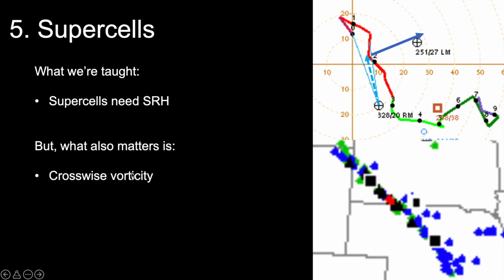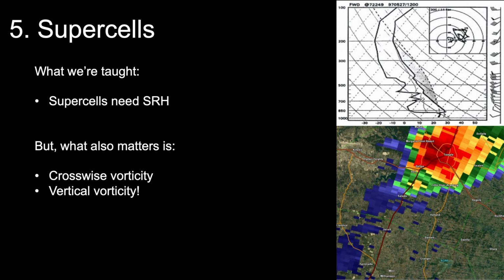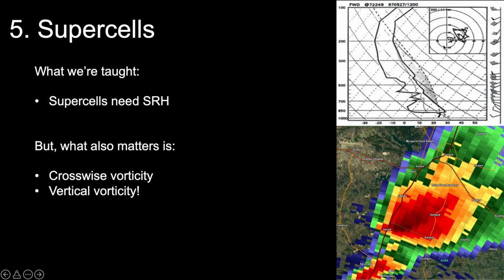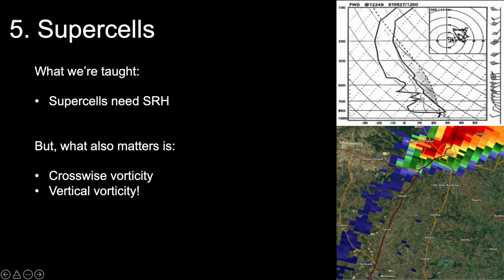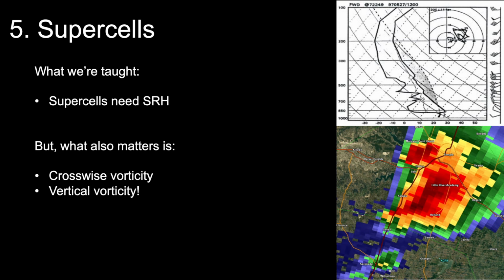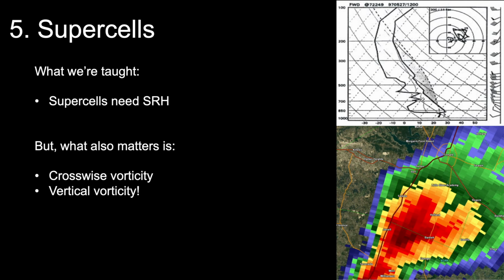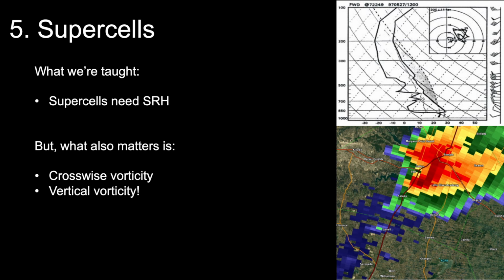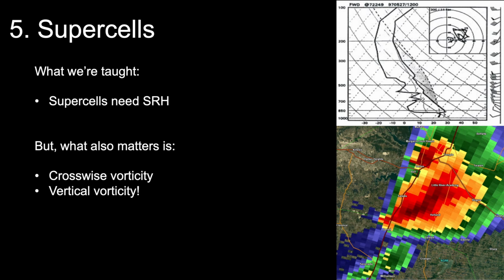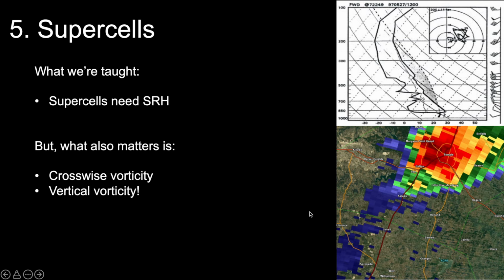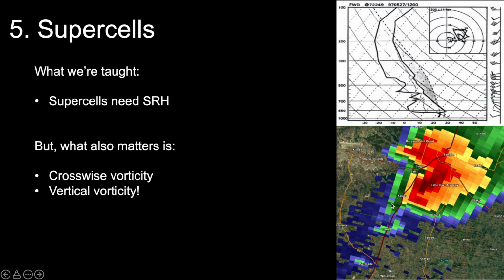So we can get supercells in environments with crosswise vorticity. And vertical vorticity should never be discounted. This was the infamous Gerald, Texas case, where we can really bend this up and say that we had negligible low-level shear in this case. For as much data as we have gotten from this event, it's more than likely that the storm was ingesting at least 90% of its vorticity, its potential for updraft rotation, from this boundary that it propagated off of.